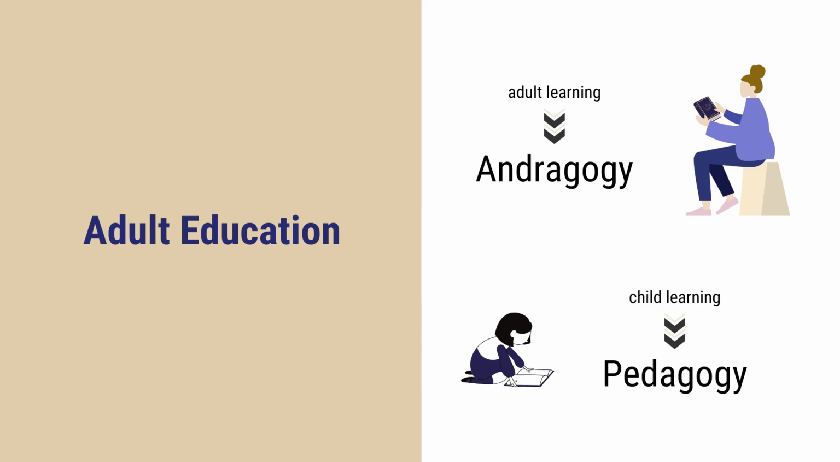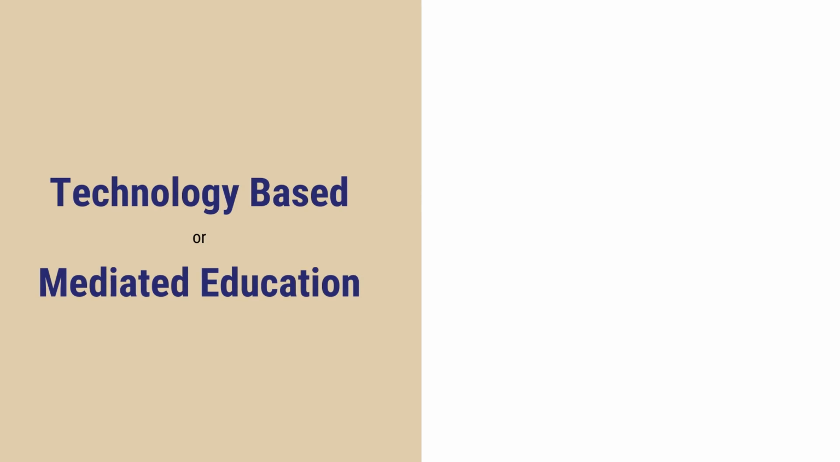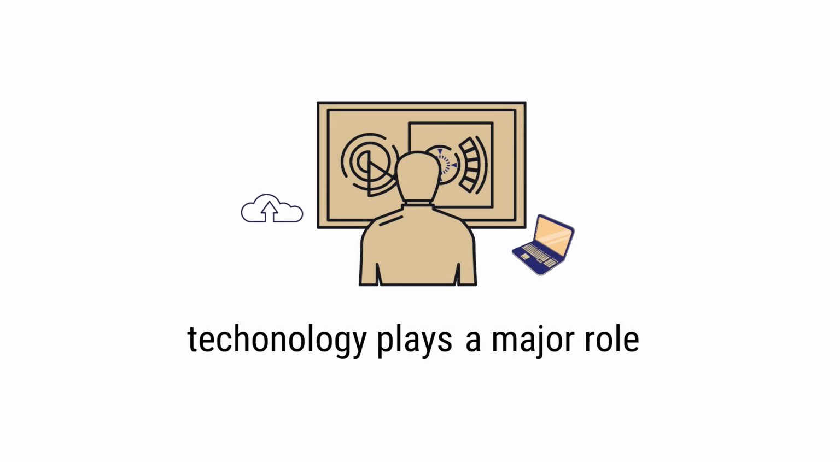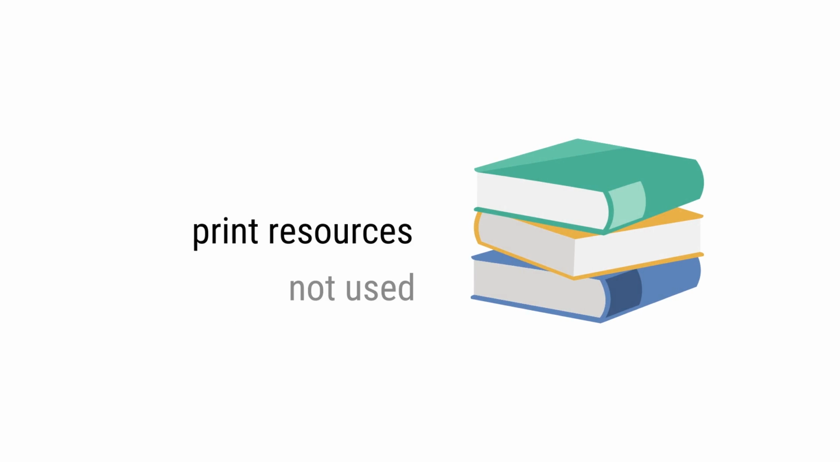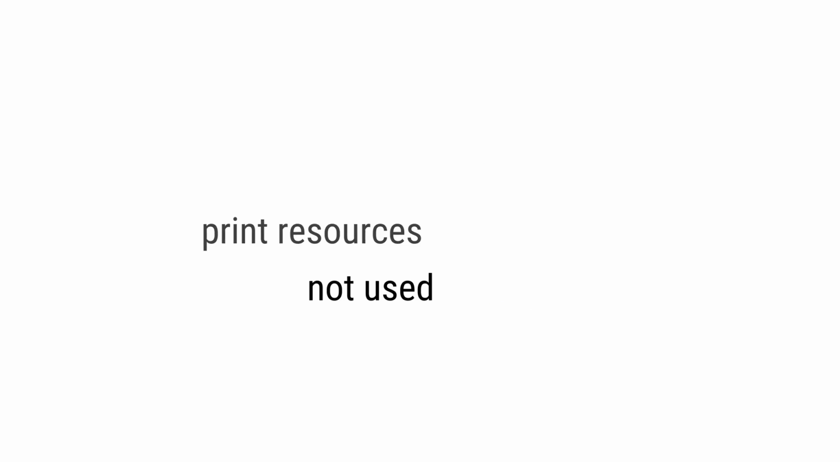Adult education. Adult education is related to adult learning and emphasizes the concepts and the principles of the same. Adult learning is known as andragogy, while child learning is known as pedagogy. Technology based or mediated education. This kind of education is a system in which technology plays a major part in the process of education. The traditional print resources are not used. The system can function independently, making use of computer-assisted, computer-managed learning and conference facilities.